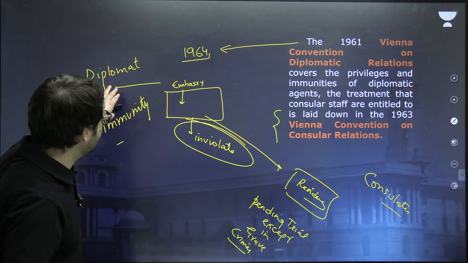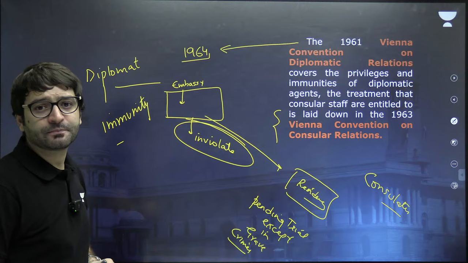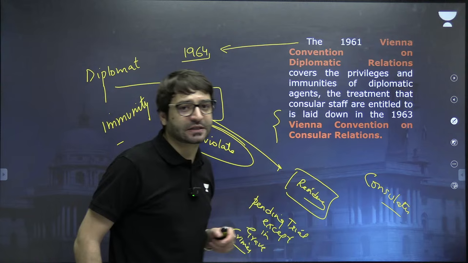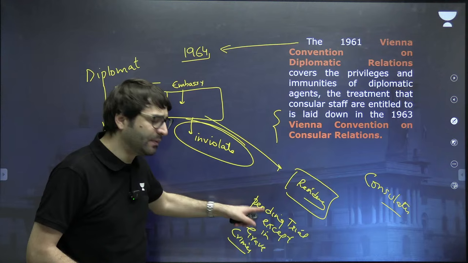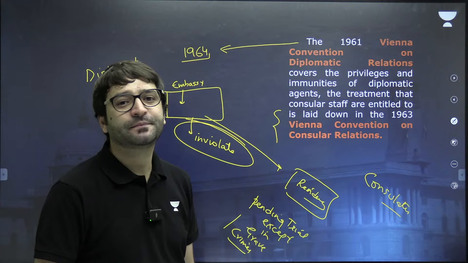So those diplomats who are posted at embassies, there is one embassy of a country in a country, they are enjoying complete immunity. They cannot be arrested. Maximum action that can be taken against them, they can be declared as persona non grata and they have to leave this country. But those who are posted at consulates enjoy protection in the form of not complete immunity. They cannot be arrested pending trial. So trial has to take place, then they can be arrested, except in grave crimes. But what are these grave crimes? We don't know. Not defined.